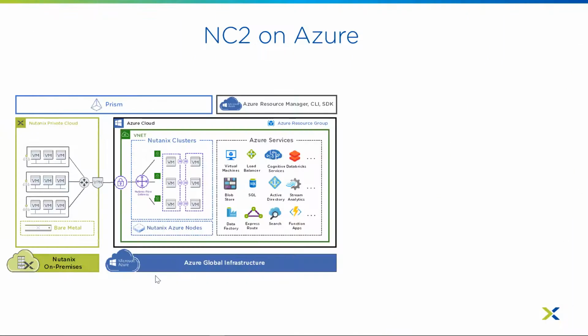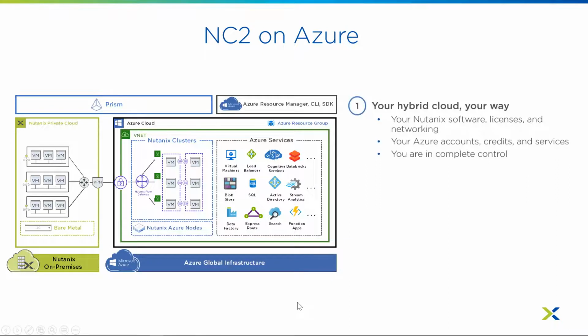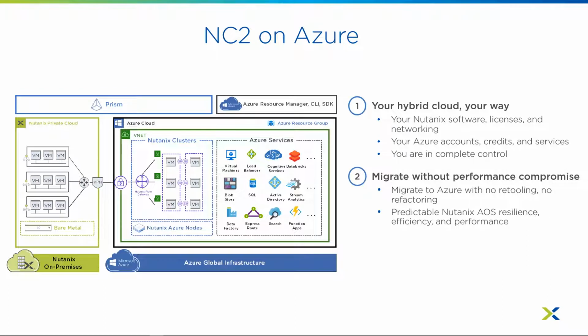Let's take a look. NC2 on Azure is deploying the Nutanix AOS software directly onto bare metal provided by Microsoft. This is a great solution because it allows you to have a hybrid cloud reusing your Nutanix software licenses. You get to use and deploy your Azure account credits, and you have access to any of the Azure services. You get to be in complete control. You also have great performance, and there's no retooling for your Nutanix administrators. Life remains the same as they're moving workloads into Azure.